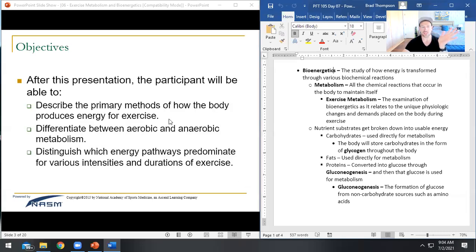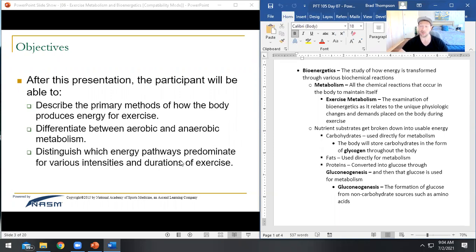So after this presentation, we want you to be able to understand how we produce energy. So we're going to look at glycolysis, the electron transport chain, the Krebs cycle. We want to differentiate between what is aerobic versus anaerobic, right? Anaerobic without oxygen, aerobic with oxygen. Distinguish which energy pathways predominate for various intensities during exercise.